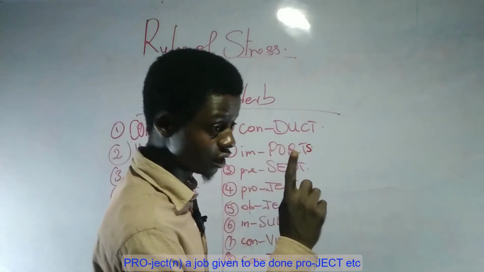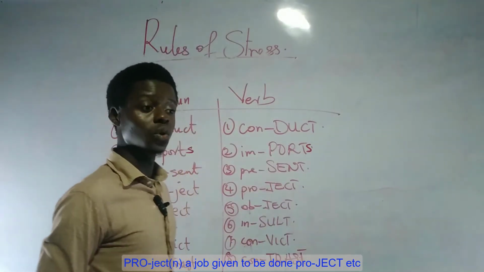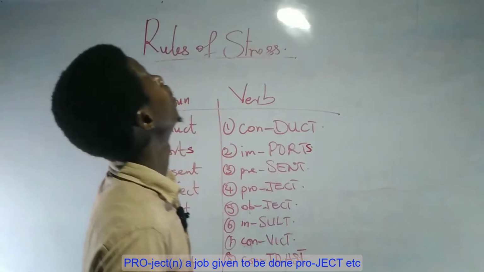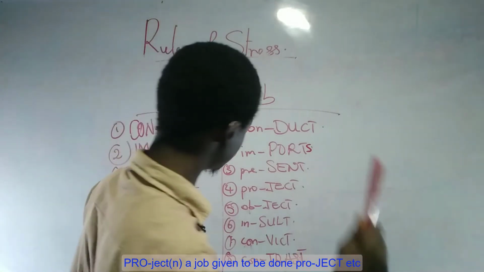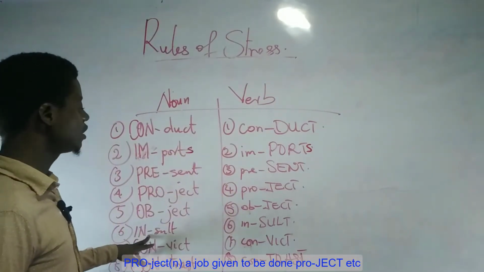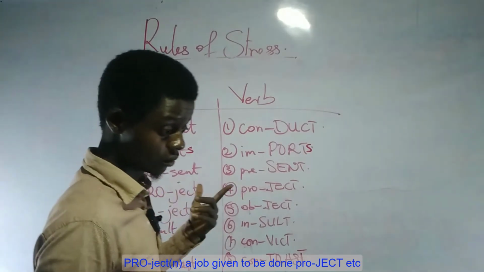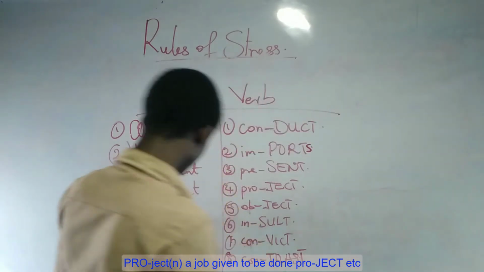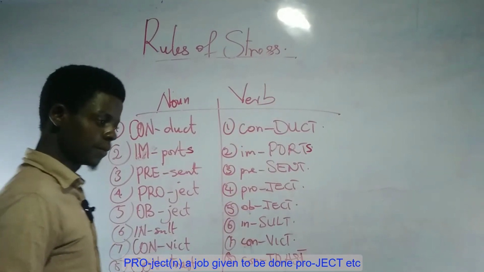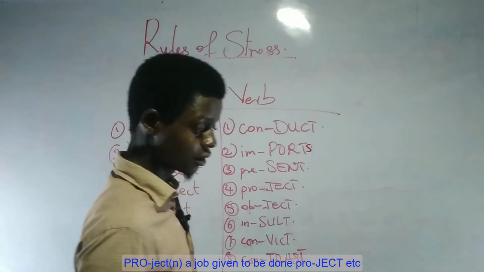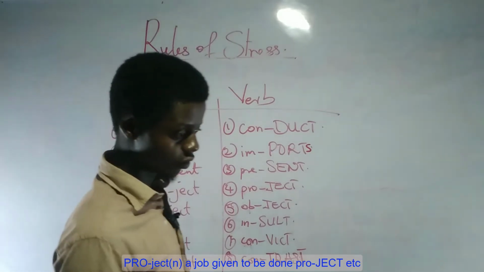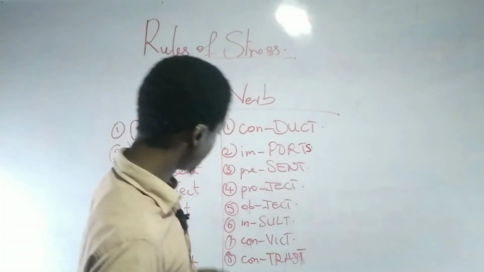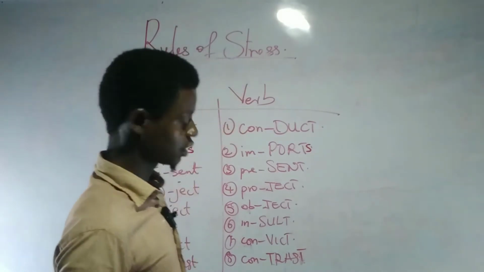Object is to say no to, or disagree with, or be against something. You object. Then insult, abstract noun. Insult, an action of giving this abstract noun. Convict, a human being. Convict, like ex-convict, or once convicted, like a criminal. Convict, the act of sentencing that person.